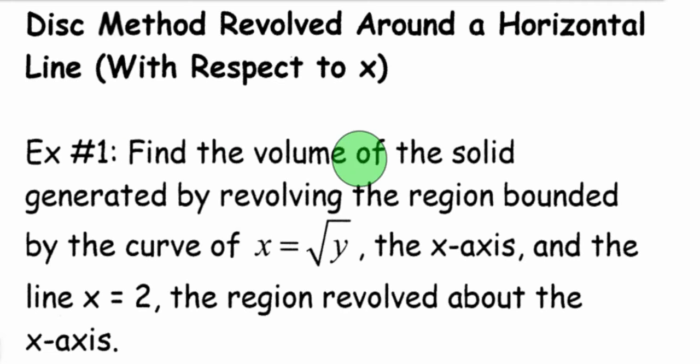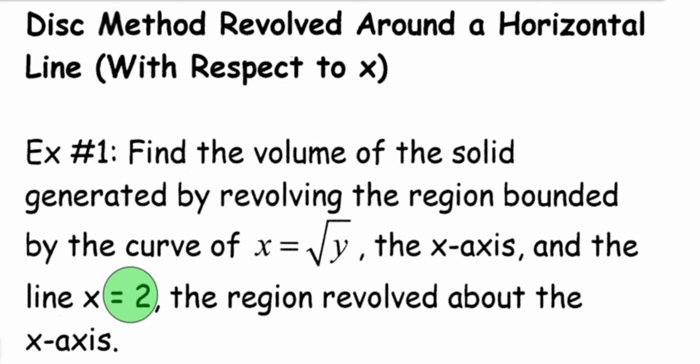It says find the volume of the solid generated by revolving. So this is different than cross-sections because they pop out of the graph. We're going to be taking these graphs and rotating them. I'm going to show you what that looks like. So the region is going to be bounded by the curve of x equals the square root of y, the x-axis, and the line x equals 2.